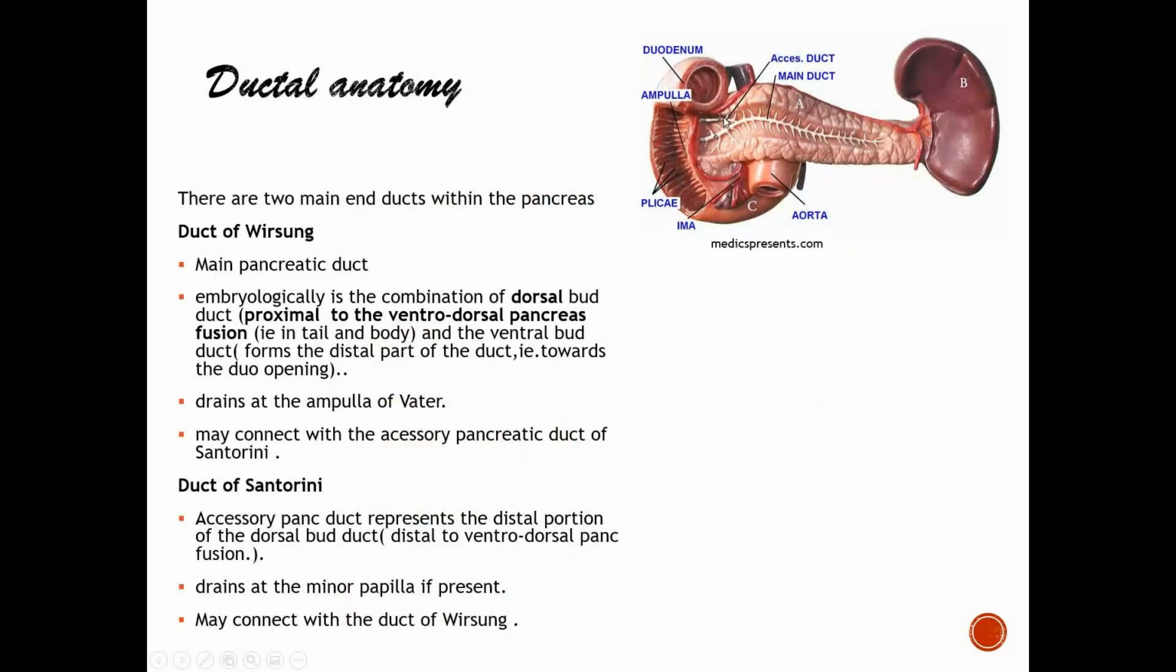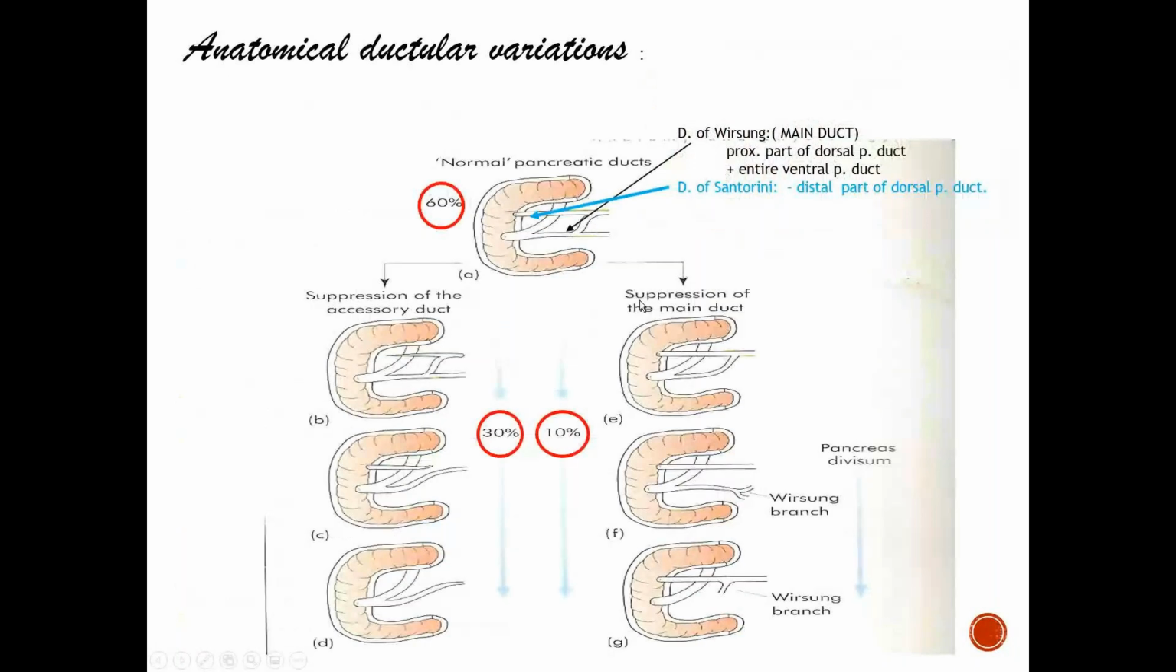That occurs in 60%. But in the remaining 30%, there is separation of the accessory duct, and in 10%, you have a separation of the main duct. So here, see what is happening. This is what happens in a congenital condition known as pancreas divisum. Here the duct of Wirsung, basically the distal part which was supposed to be derived from the ventral bud, either does not make connection with the main duct, or the Wirsung branch is a very small branch out here, or there is a full connection, and the duct of Santorini also acts as the major outlet.